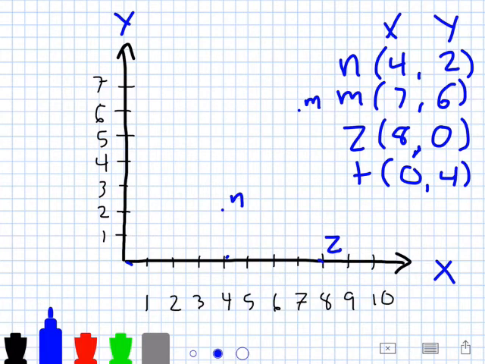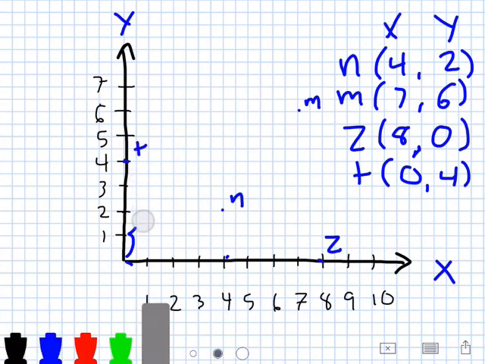So point T, notice, our x-coordinate is going to be 0. So therefore, we're not going to move right this time, nor are we going to move left. We're actually only going to really need the y value, and the y-coordinate is going to be 4. So that tells us we're going to move 4 units directly up from the origin. 1, 2, 3, 4. So right there, right on that axis line, that's going to be point T.